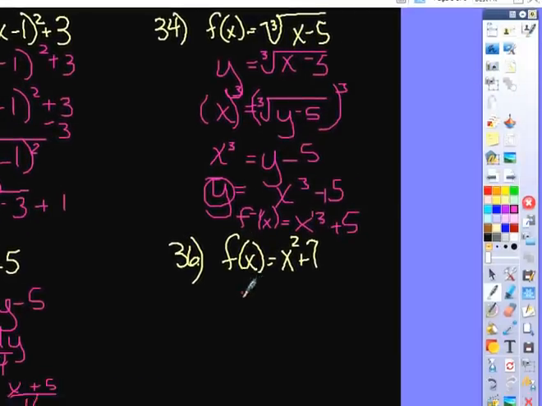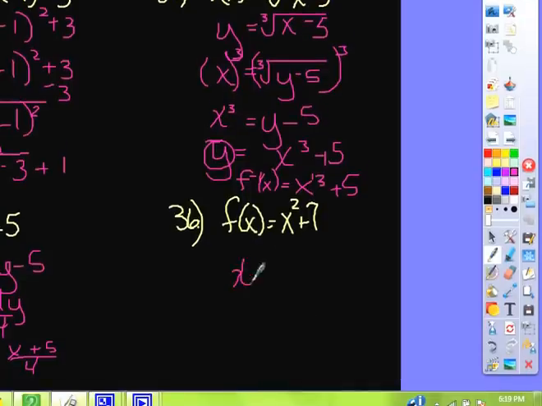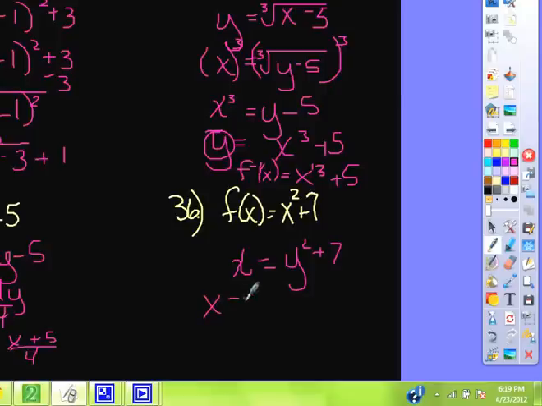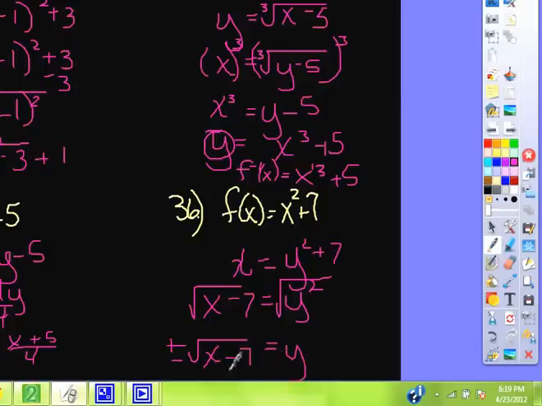36 again, we're going to change that to a y, and then switch it, so it'll be x is equal to y squared plus 7. I'm going to pull the 7 over to the left. Now remember, there's 2 answers with this one, so when I take the square root of both sides, this is going to be plus and minus. The square root of x minus 7 is equal to y. And then I'm just simply going to change that to inverse. And that's how you do those inverse equations.